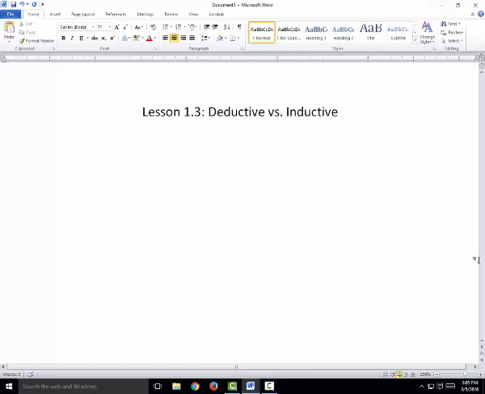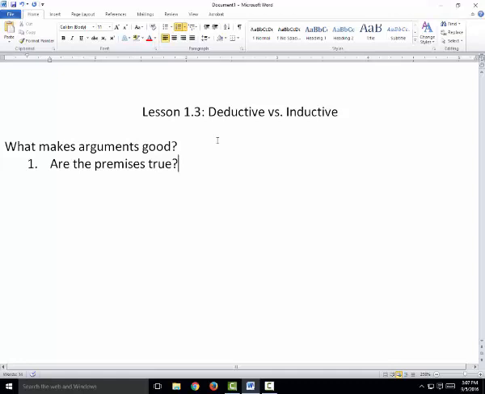Alright, this is lesson 1.3, and I'd like to tell you about the difference between deductive versus inductive arguments. That means that we're finally coming around to the subject of what makes arguments good versus bad. And we can essentially break that issue down into two separate questions. One is, are the premises true? And I think this is the question that everyone immediately thinks of when asked what makes an argument good.